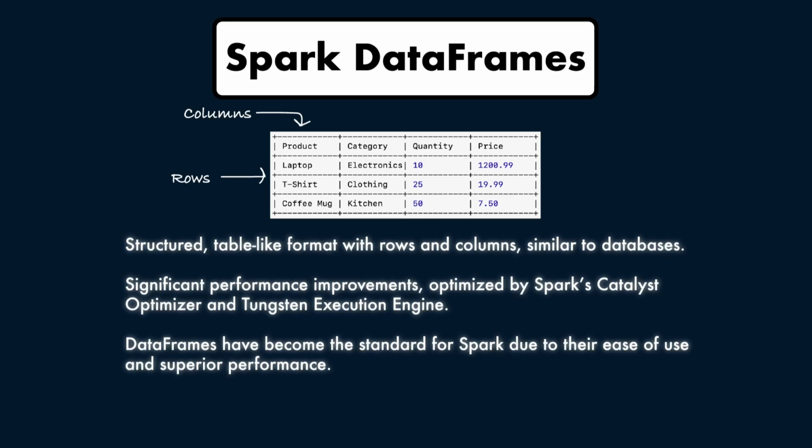Both RDDs and data frames work by distributing data across multiple machines, enabling Spark to handle large datasets quickly and in parallel. Today, data frames have become the standard for Spark due to their ease of use and superior performance.